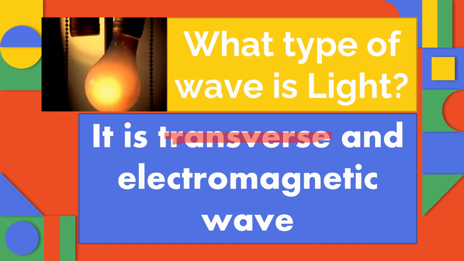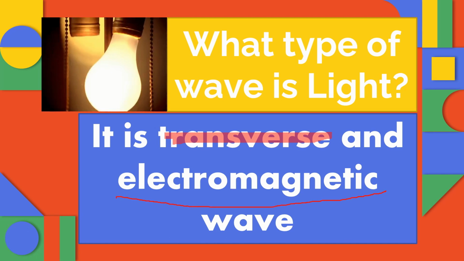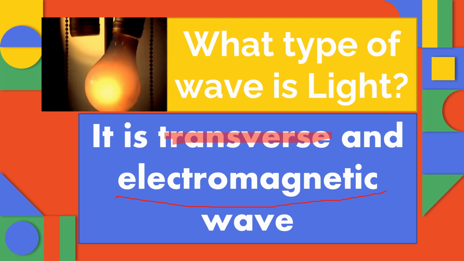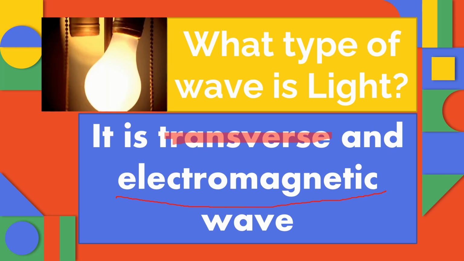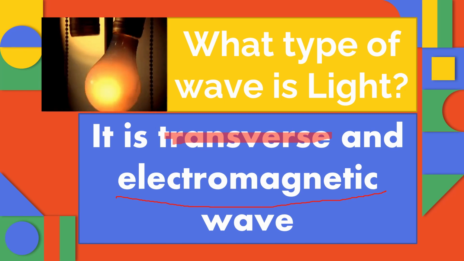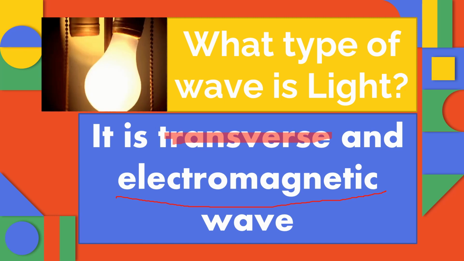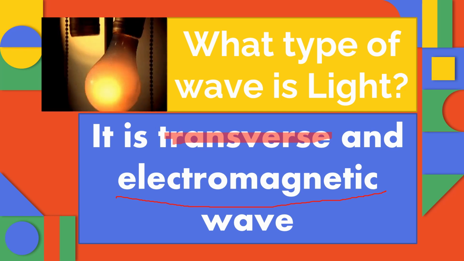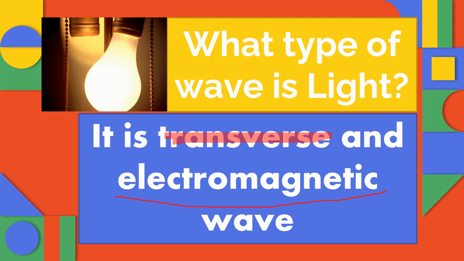Ang electromagnetic waves naman, anong pinagkaiba niya sa mechanical waves? Ang electromagnetic waves, hindi na niya kailangan ng medium for propagation para siya ay makapag-travel. Kung natatandaan ninyo last time, ang sound ay example ng mechanical wave na kung saan kailangan niya ng medium of propagation para siya ay makapag-travel. Ano ba yung medium na ginagamit ng sound para siya ay makapag-travel? Yun yung solids, liquids, at gas. Ang electromagnetic wave, hindi na niya kailangan ng solids, liquids, and gases para siya ay makapag-travel.